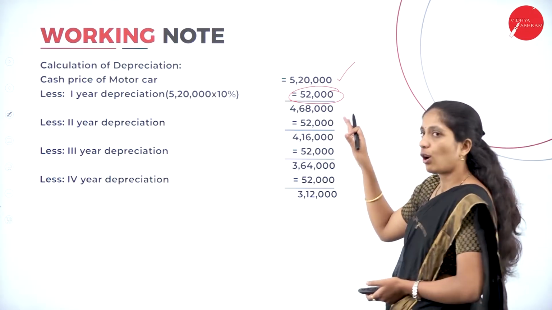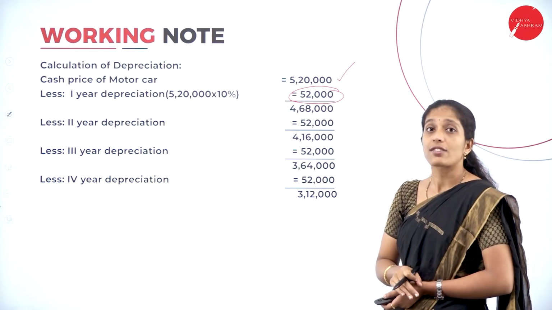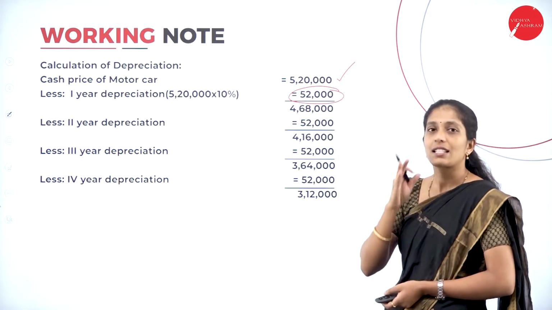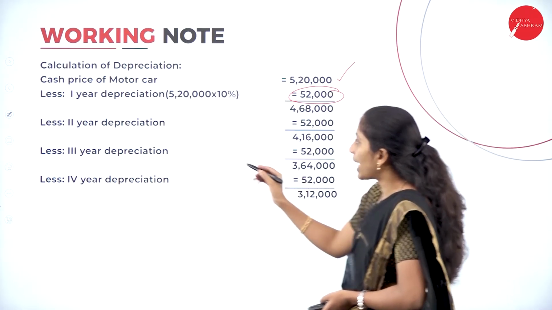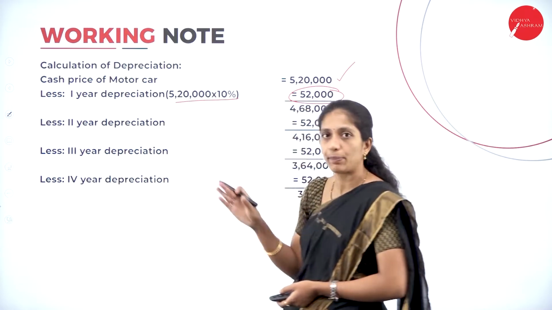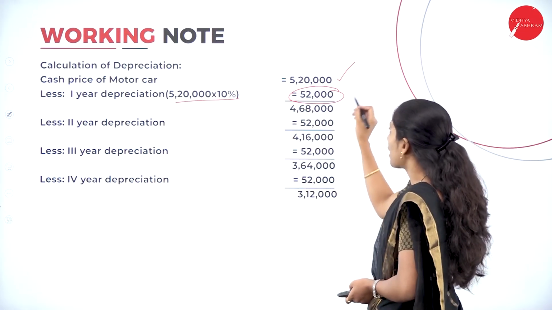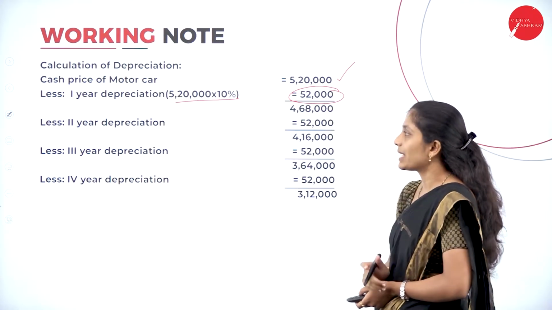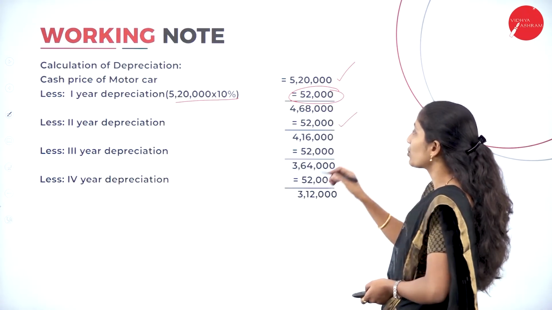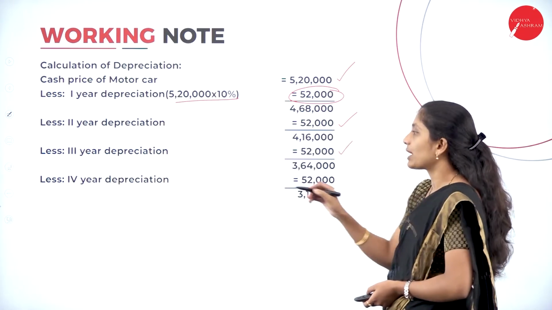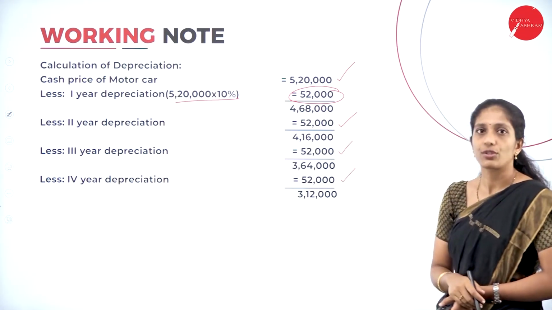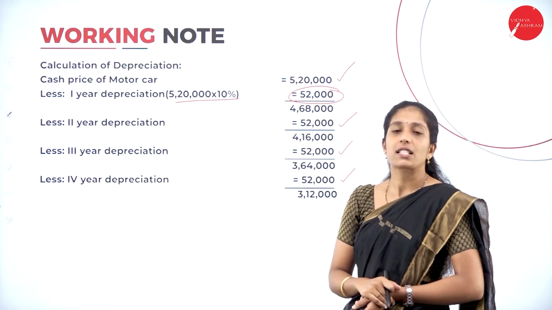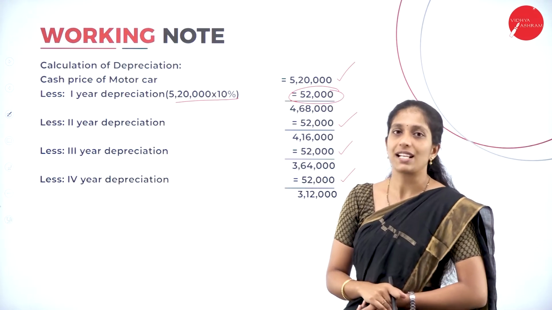But since we are following original cost method or straight line method, the depreciation will remain the same year after year. We have to calculate on 5,20,000 into 10% only, not on the written down value method. So we are following straight line method, so the depreciation will be the same. Second year depreciation 52,000, third year depreciation is 52,000, fourth year depreciation is 52,000. So this is the calculation of depreciation.